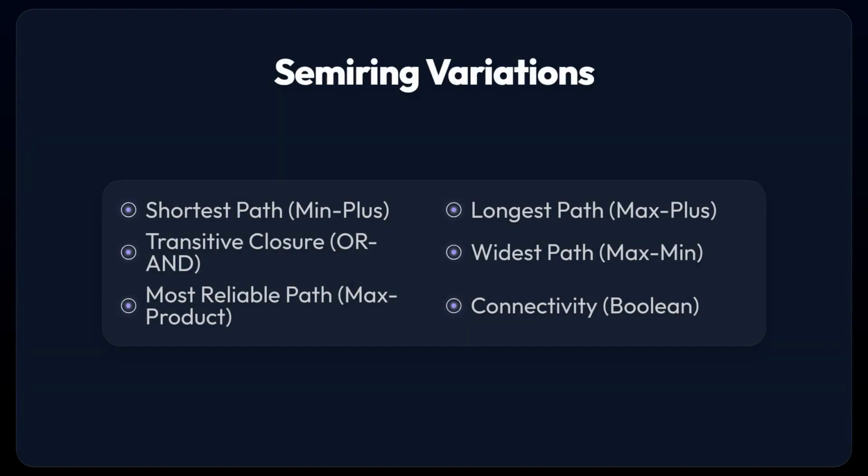By simply swapping the operators, the same triple loop structure solves completely different problems. Use Boolean OR and you get transitive closure, finding who can reach whom. Use max and min, and you solve the widest path problem, finding the route with the maximum bandwidth bottleneck. It is the same code, just different math.